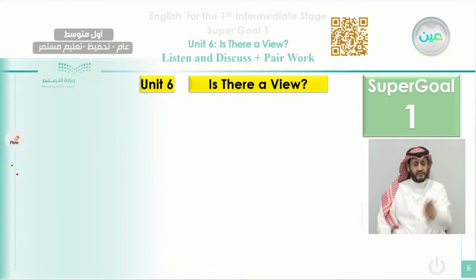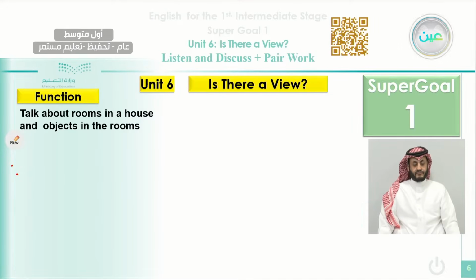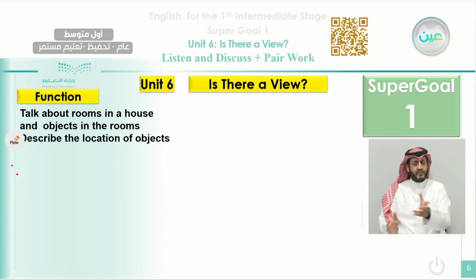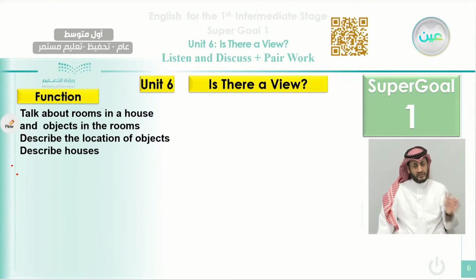Now let's go to the main unit that we are going to study today. That is Unit 6, Is there a view? This is the title of this unit. What are we going to study here? There are some goals, particularly for this unit, like functions. You're going to talk about rooms in the house and objects in the room. We're going to identify the names of things in your house and in your room. Also, you're going to describe the location of objects, where they are, where they exist. Also, you're going to describe houses, your house and other houses.